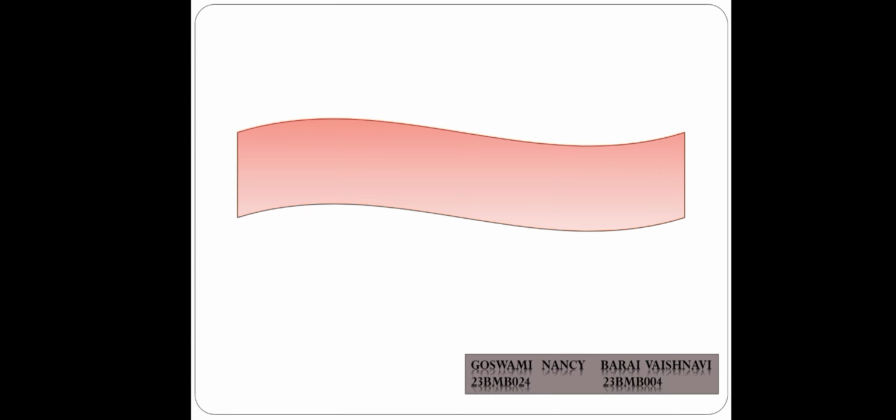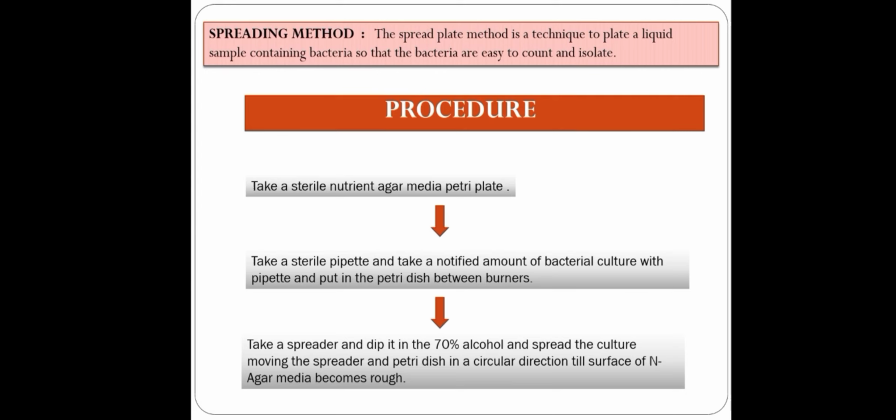Spread plate method. It is a technique to plate a liquid sample containing bacteria so that the bacteria are easy to count and isolate. Take a sterile nutrient agar media petri plate. Take a sterile pipette, take a measured amount of bacterial culture and put it in the petri dish between burners. Take a spreader, dip it into 70% alcohol, and spread the culture, moving the spreader and petri dish in a circular direction till the surface of the agar media becomes dry.